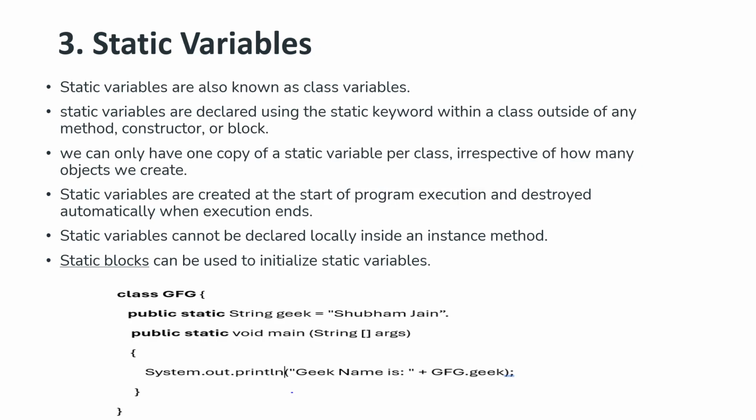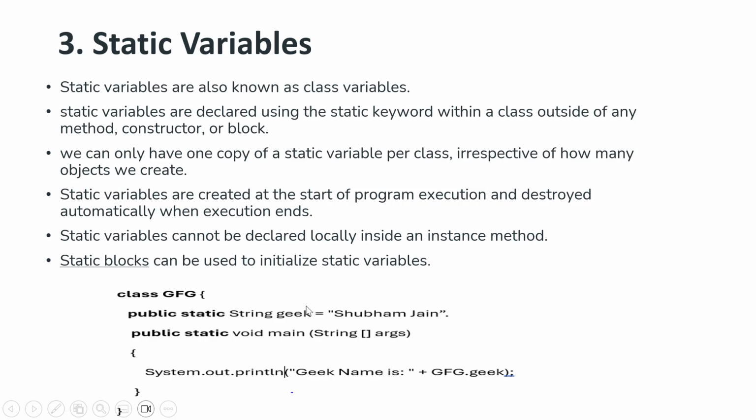A static variable can be declared similarly to an instance variable, with the static keyword. It should be outside any function or method, inside the class, similar to the instance variable. We can create only one copy of a static variable per class. So if we have geek here, only one copy will be created.